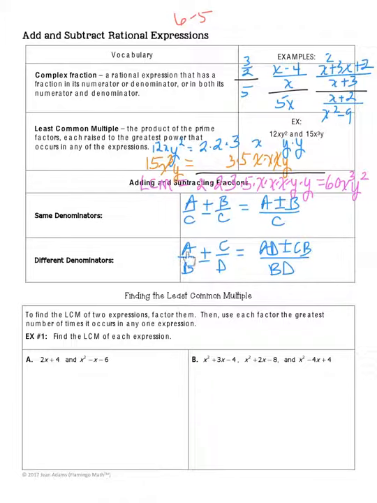Now a shortcut would be to do a times d, notice you get ad, b times c, you get cb, and then b times d, you get bd. So that's kind of a shortcut. Sometimes it doesn't always give you the least common multiple down here, but it will get you common denominators. All right, so let's look at some examples.